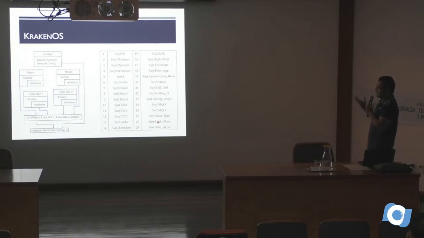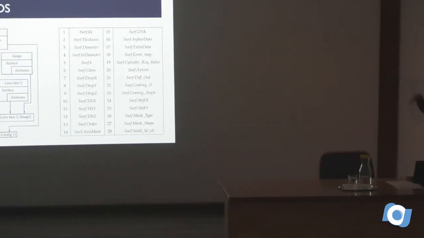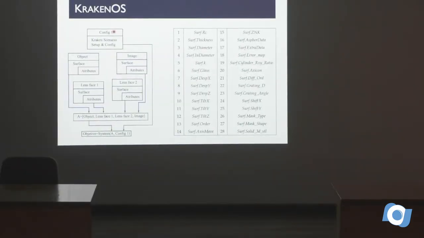Then, well, how does Kraken operate? We will have a configuration array, in which we can put all of our conditions for the media and for the space where we will create our designs, and then we will have our surfaces. Right? In these examples, I will always show you the object plane, which is the position of the first surface. Then we will have the image plane, which is the last surface where the light will focus. And then we will have our in-between elements like lens phase one, lens phase two, etc. Then we will create the object of surf class A, which will be composed of the object plane, the first lens, the second lens, and the image plane.